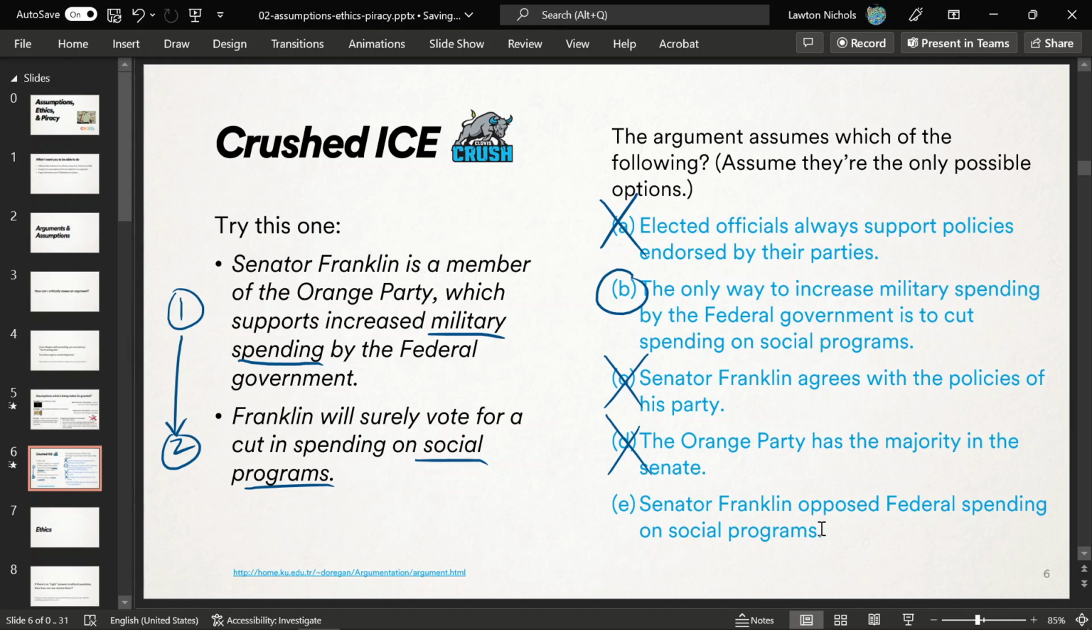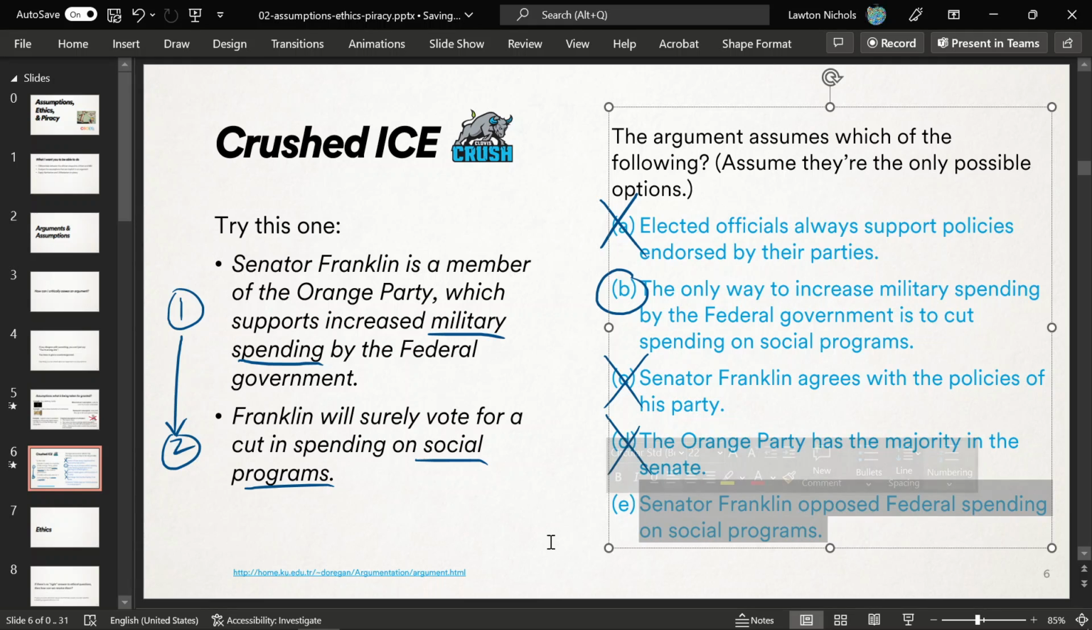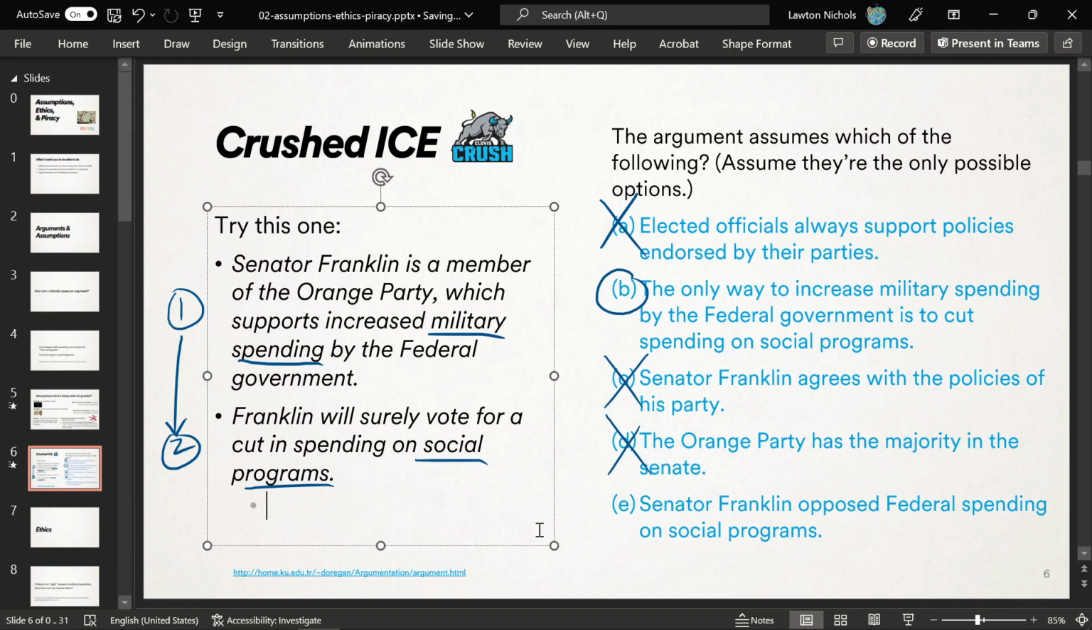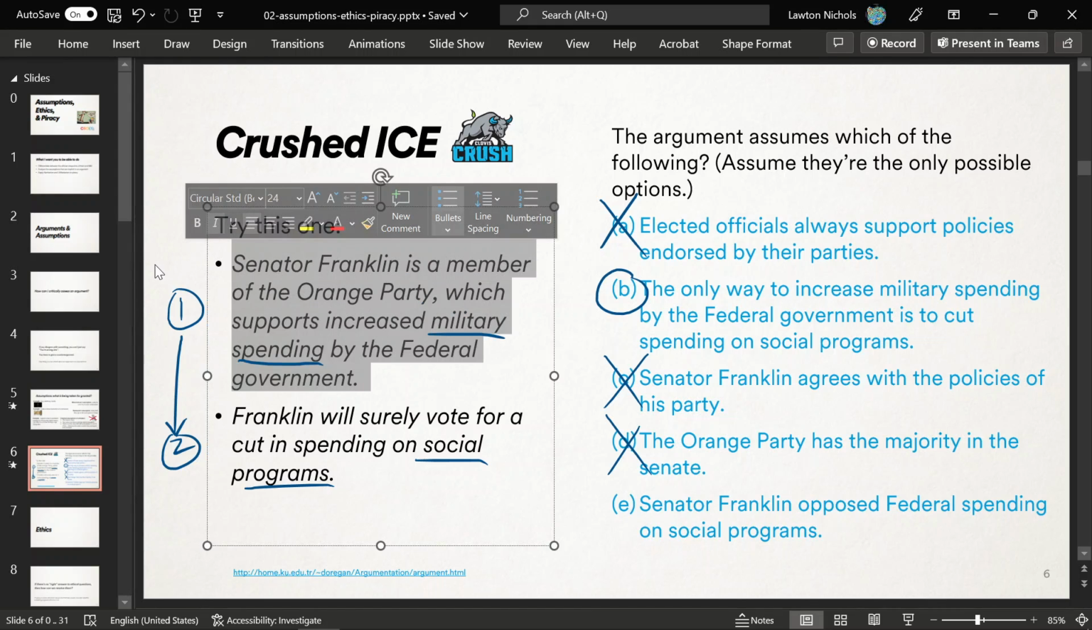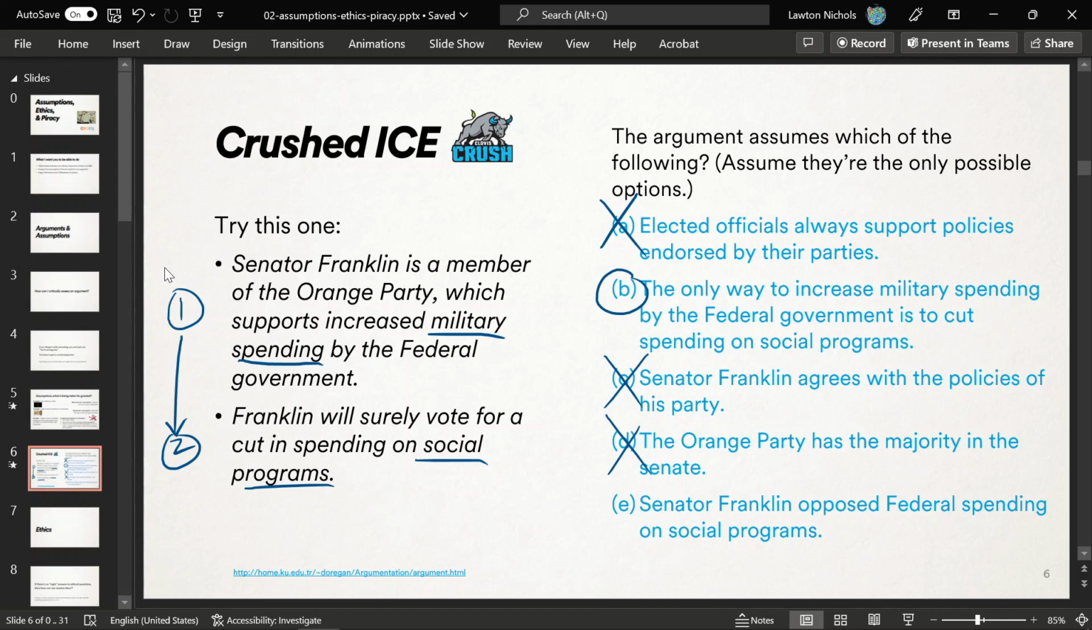Then finally, Senator Franklin opposed federal spending on social programs. This is a good option because it finally talks about this end of the argument, the real argument about social programs, doesn't it? But what does it fail to do? Yes, it doesn't say anything about this first bullet, so why would you waste your breath if this was the real answer? Why would you tell me anything about this at all if E was possible, right? It's not the best answer because of that.